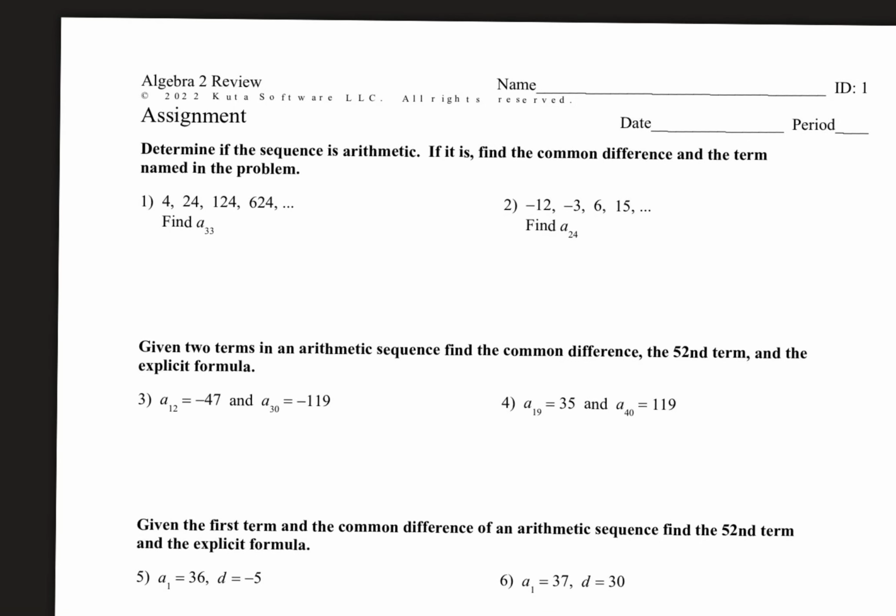All right, so here's the review. Determine if it's arithmetic. If it is, find the common difference. So the first one is plus 20, and then not plus 20. So this is not arithmetic.